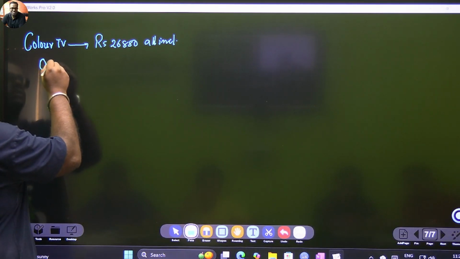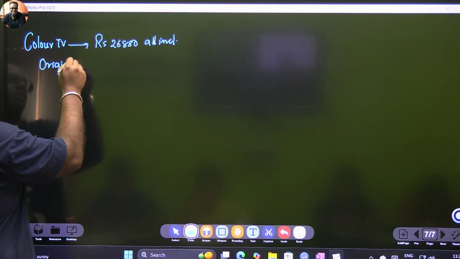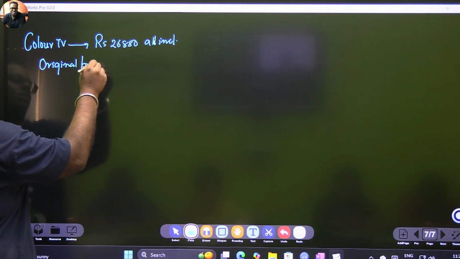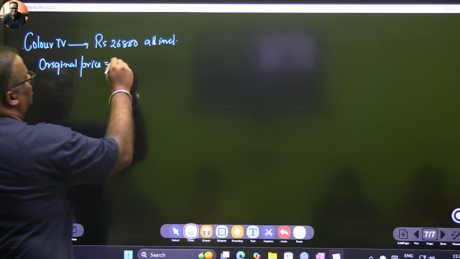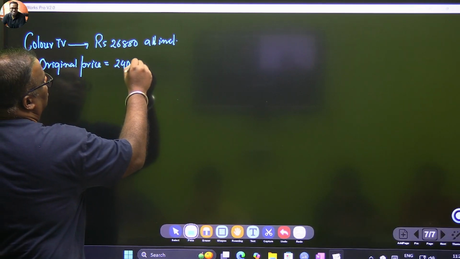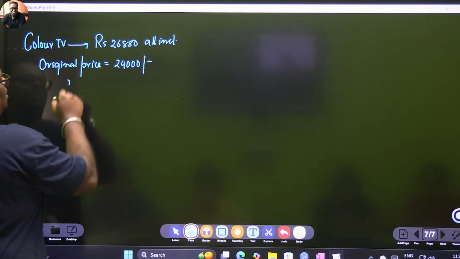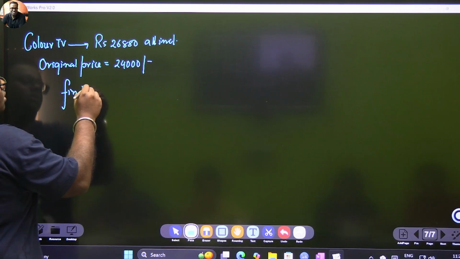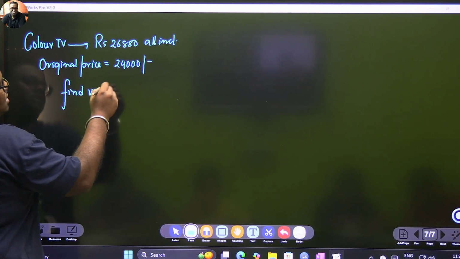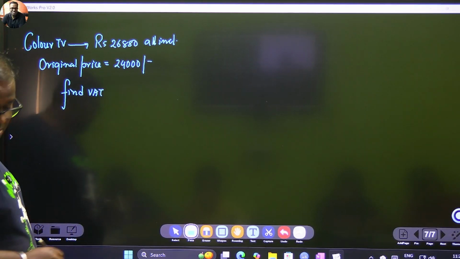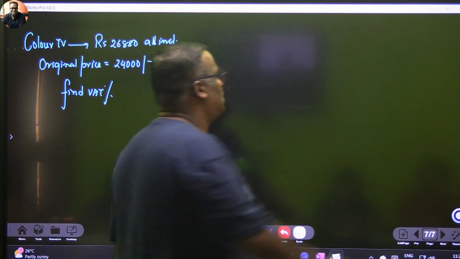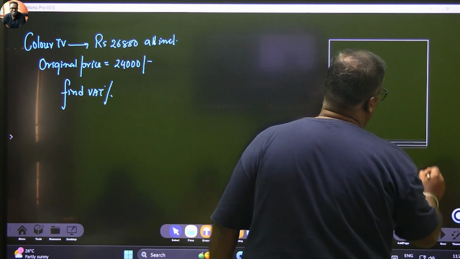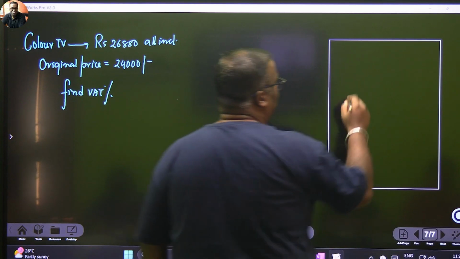Original price is 24,000. Then find the VAT or the tax. Find the VAT rate percent. Now our problem is even more stylish. Let's again make the bill. So how does the bill read?